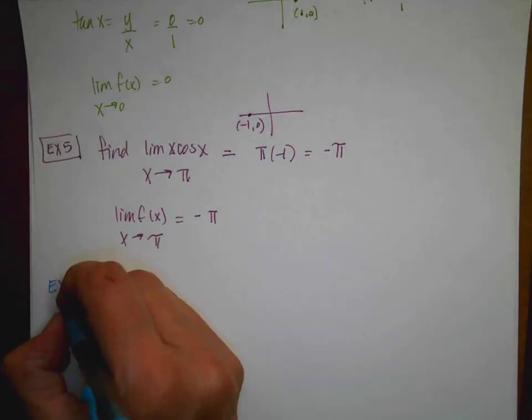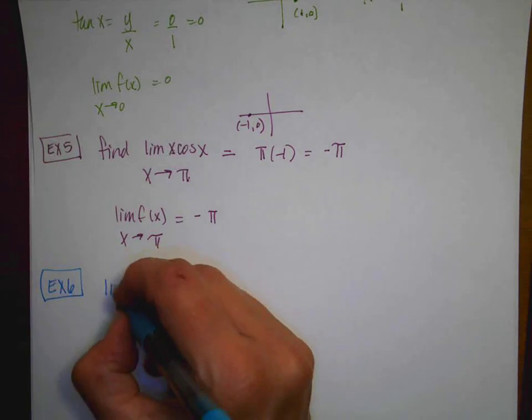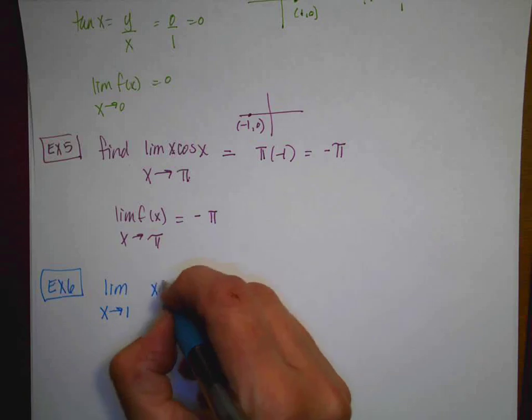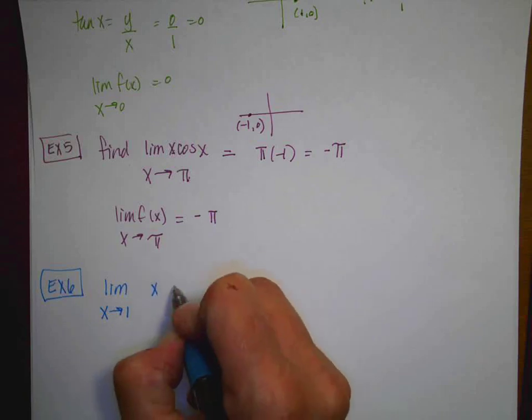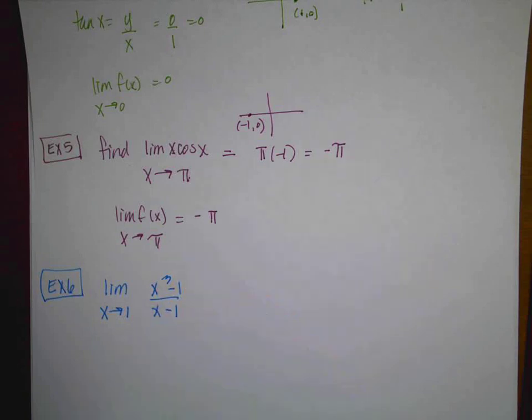All right, we have one more example, and then we're done for today. Example number 6. We're going to do a problem that we did yesterday or the day before, and we're going to talk about it from a different perspective. So x cubed minus 1 over x minus 1.